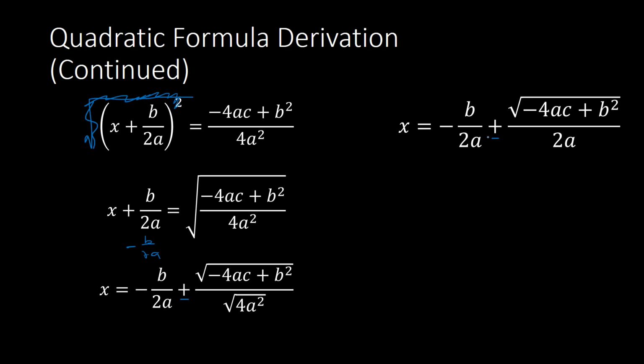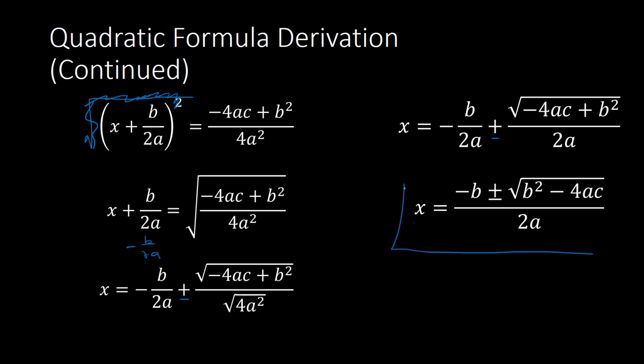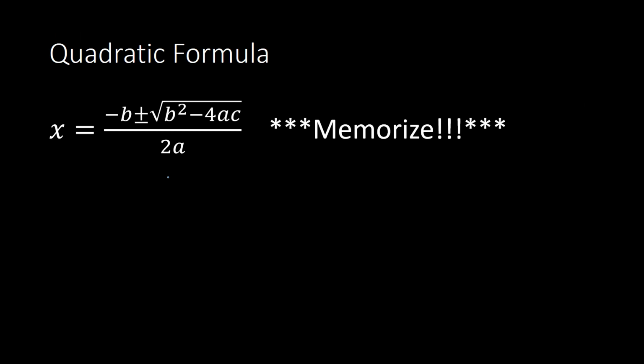So then I can combine these fractions into one, so I get negative b plus or minus, and then I just switch the b squared and the minus 4ac inside of the radical, so the b squared term comes first. So I have b squared and then minus 4ac, and then that's all going to be over 2a. And we've done it. We've solved for x. So this here is what we call the quadratic formula. So that is where it came from, and now we need to know how to use it.